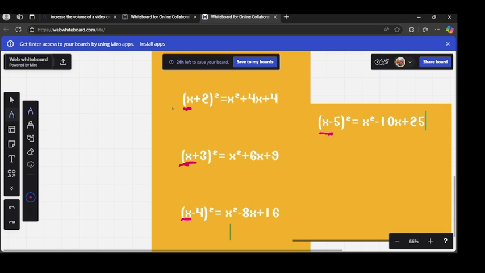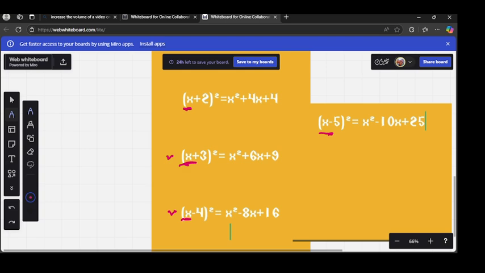We have already factorized and expanded some of these earlier. If you decide to expand this and this, you also get this. So all these are perfect squares. I want us to see if you can see a pattern that all perfect squares follow.